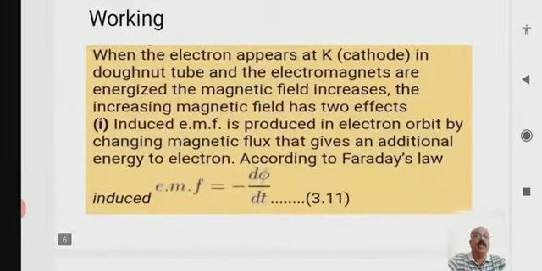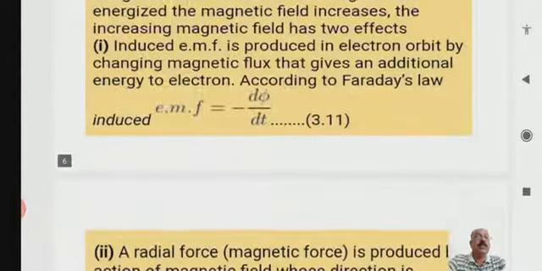Now when the electron appears at K, that is the cathode, in the donut tube, and the electromagnets are energized, the magnetic field increases. The increasing magnetic field has two effects. One is an induced EMF is produced in the electron orbit by the changing magnetic flux that gives additional energy to the electron. Now according to Faraday's law, the induced EMF is equal to minus d phi upon dt. So call it equation number 1.